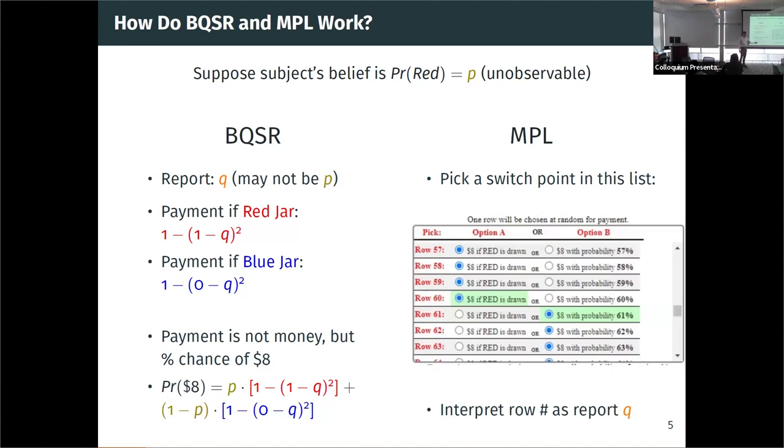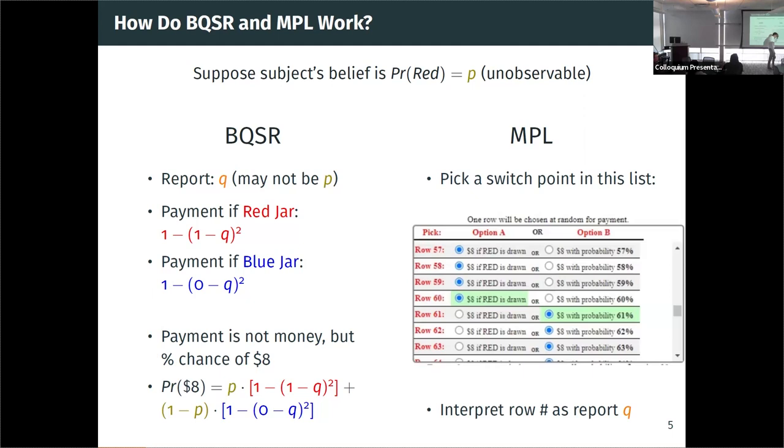Okay. Now, if you're like me, you should be a little bit skeptical. Do you think that people really look at this and immediately see that truth telling is optimal or not? So question one is, did this really work? In theory, if you pick up pen and paper, this works. People should tell the truth. But do they really? Do they understand that? Okay. So that's the BQSR method.